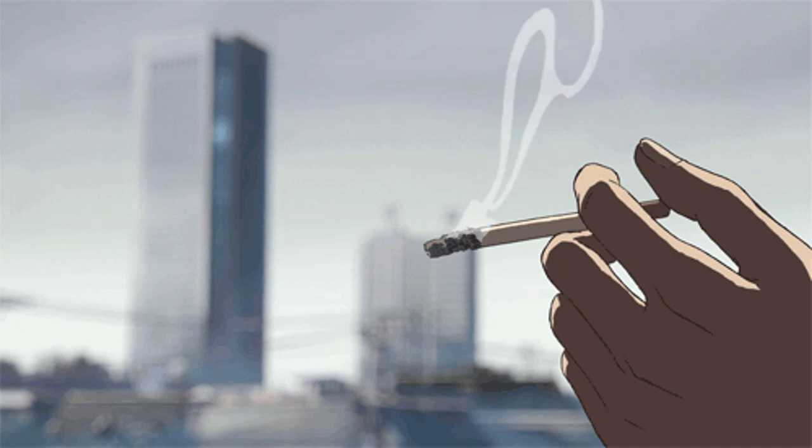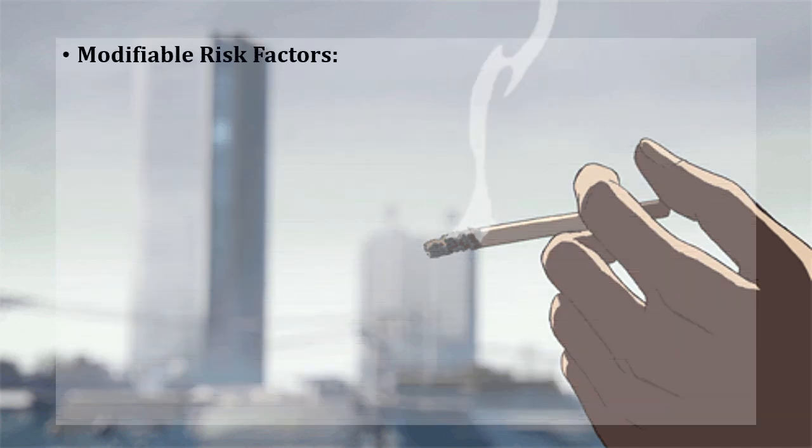Secondly, we will talk about modifiable risk factors, meaning those risk factors that we can control, that is in our hand. The first one being smoking. Smoking has so many unknown chemicals that can cause an increase in our blood pressure, constriction of blood vessels, and some damage in our blood vessels, causing clot formation.